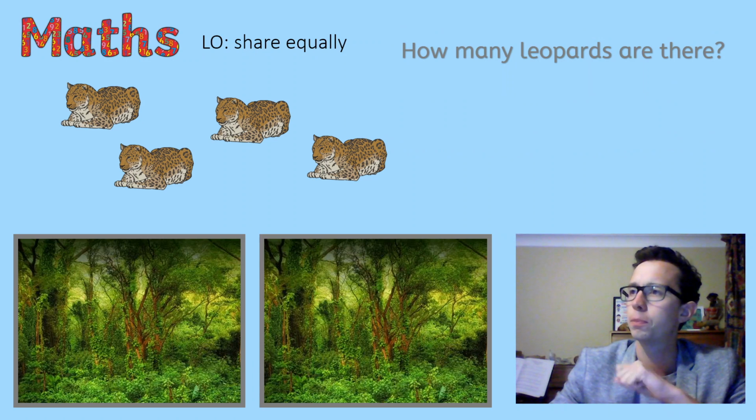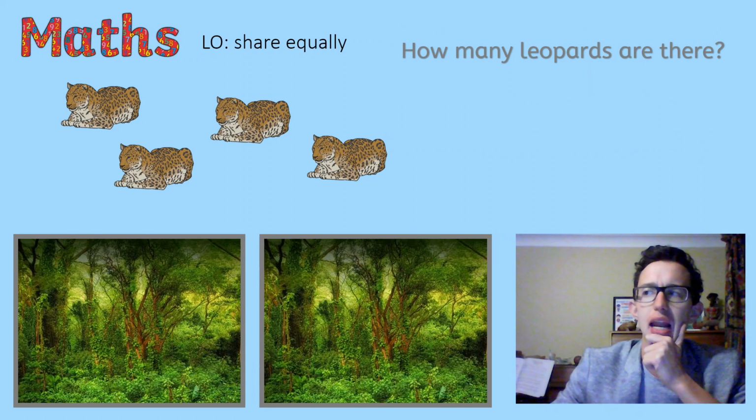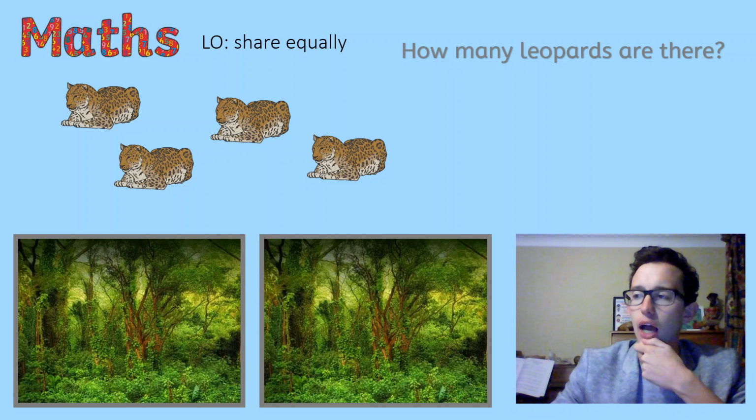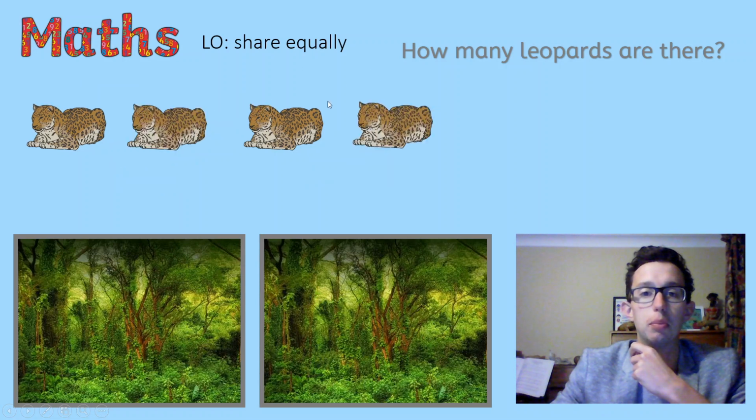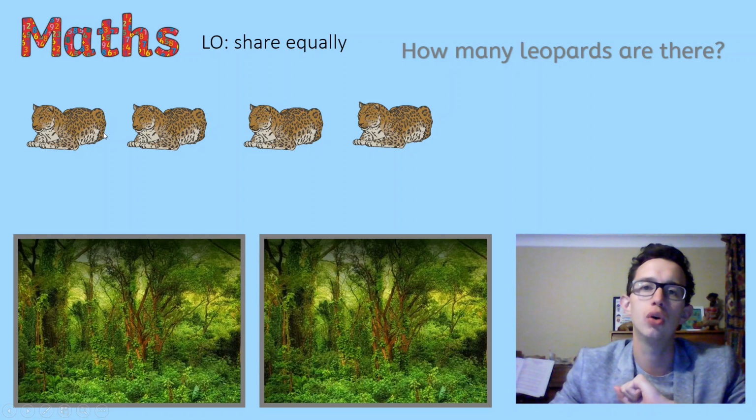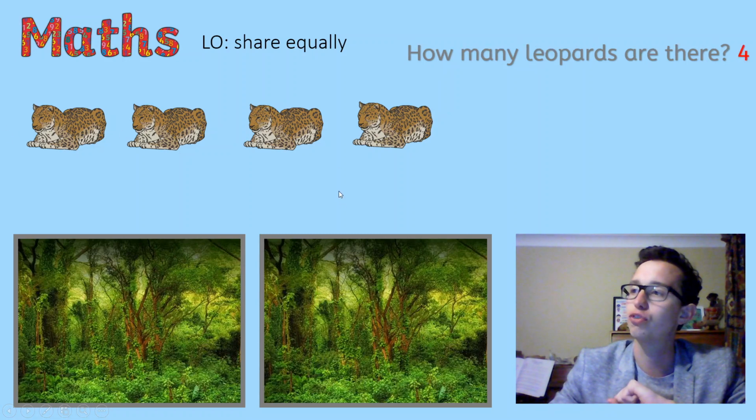Okay, new one now. How many leopards are there? 1, 2, 3, 4. There are 4 leopards. It's a bit easier if we put them all in one row. Do you remember that word row from last week when we looked at arrays? They are all in one row. There are 4 leopards. 1, 2, 3, 4.